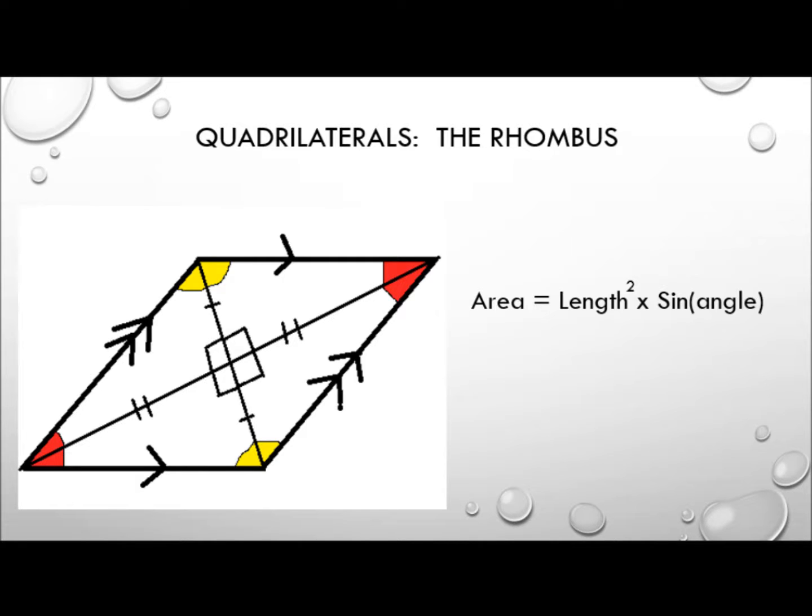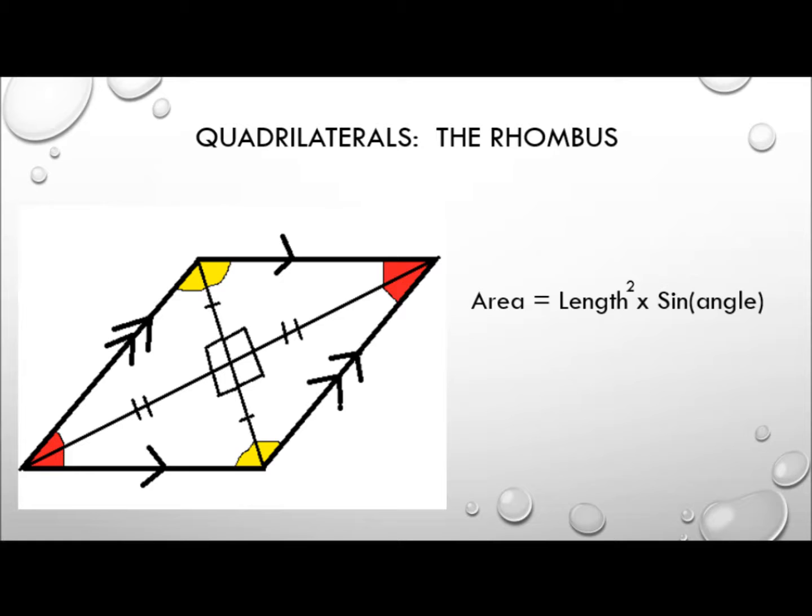adjacent angles are supplementary, that is to say that the two angles add up to 180 degrees. So if one of the angles is x, the other angle is going to be 180 degrees minus x, and the sine of 180 degrees minus x is the same as the sine of x.